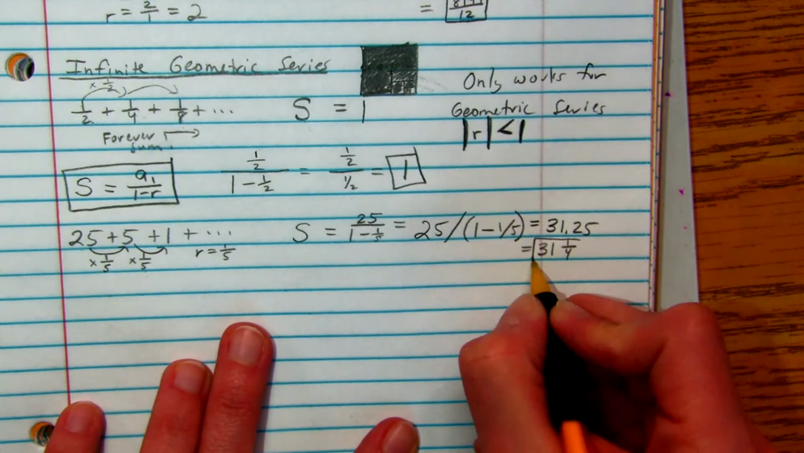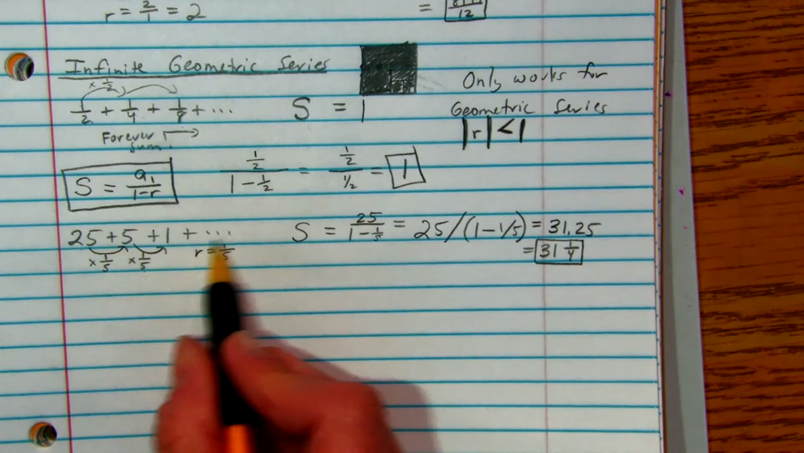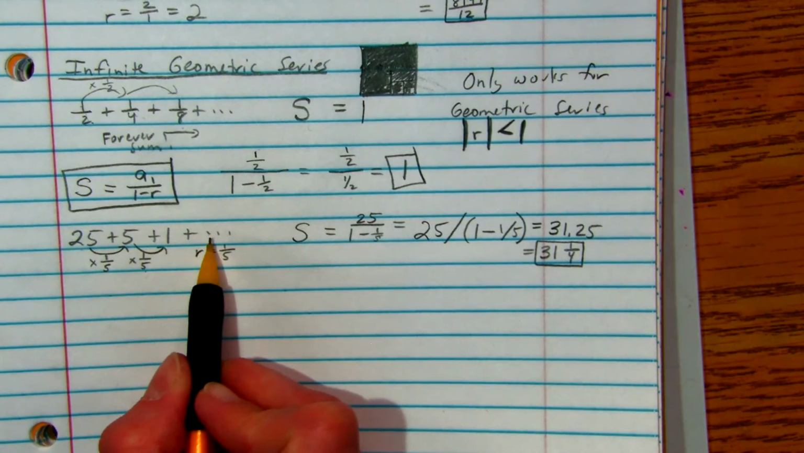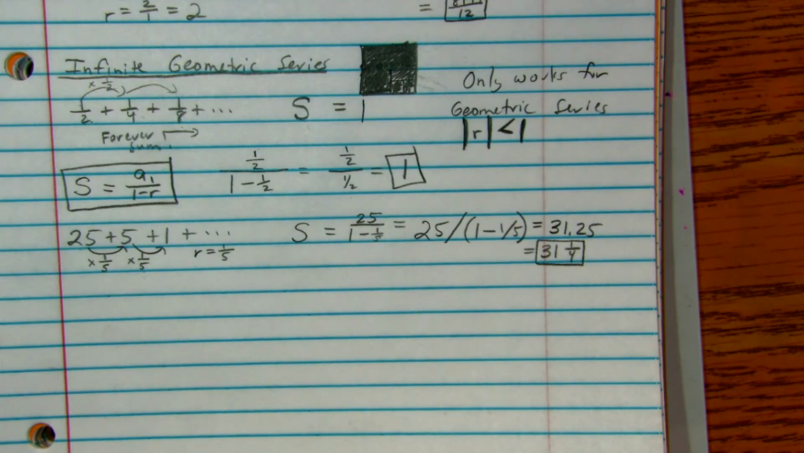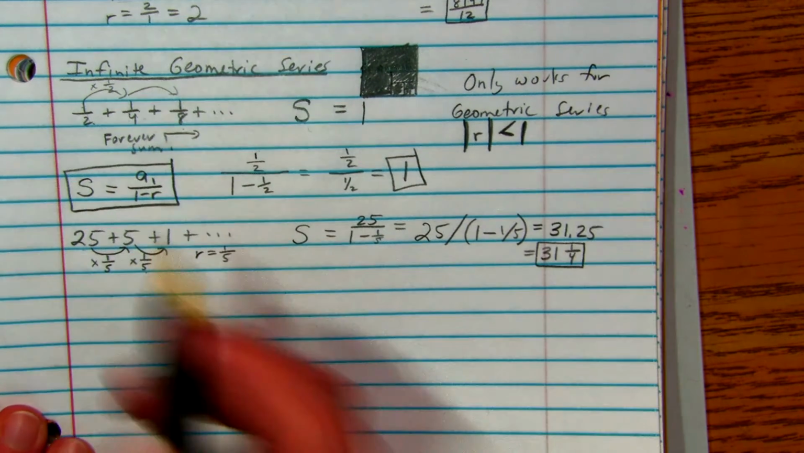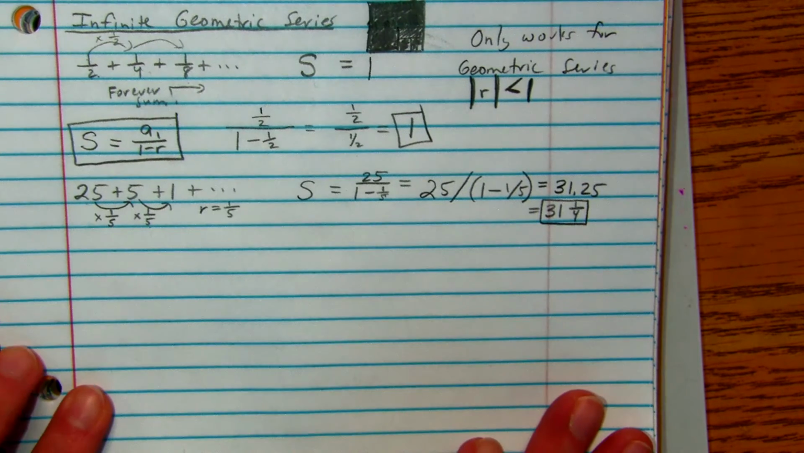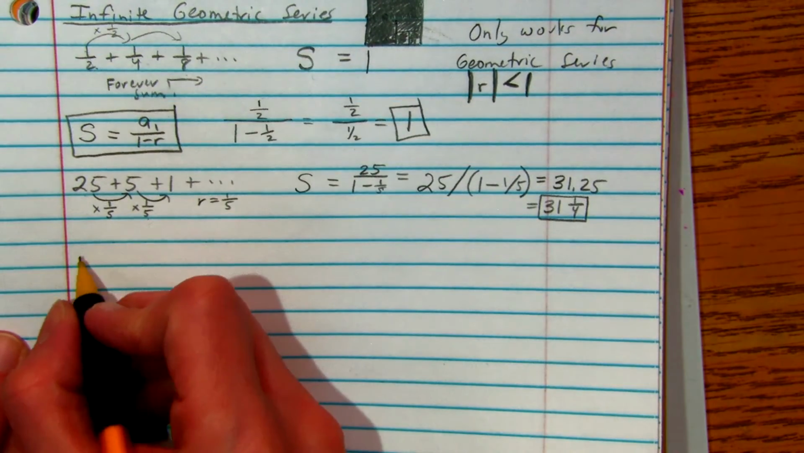But that's the total. Even though I add forever and ever, because the pieces are going to get smaller and smaller and smaller, it has what we call a limit to how big that sum can get. Now think about arithmetic sequences: that wouldn't work, because there's no way to make the numbers get smaller and smaller in the same way. It only works for geometric, and only if R is a nice fraction that's smaller than 1. Okay, so let's look at the next one.